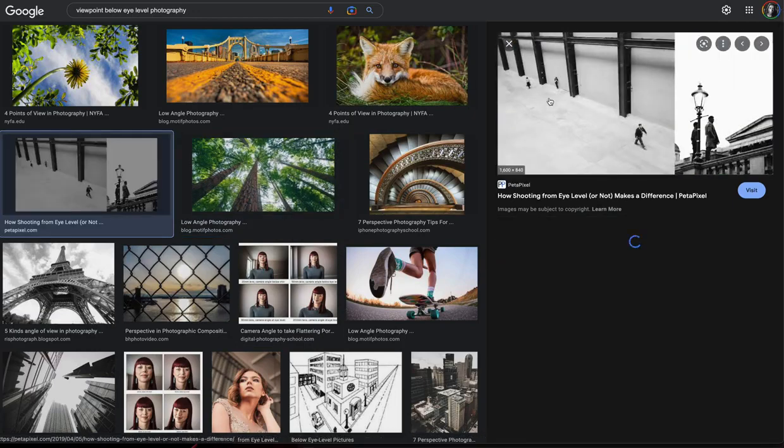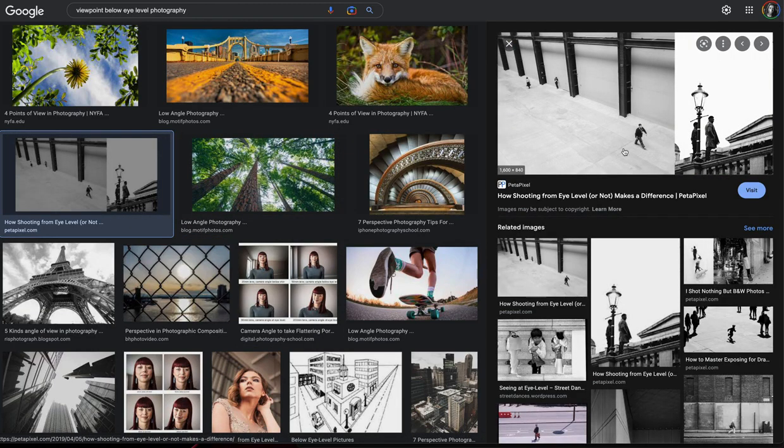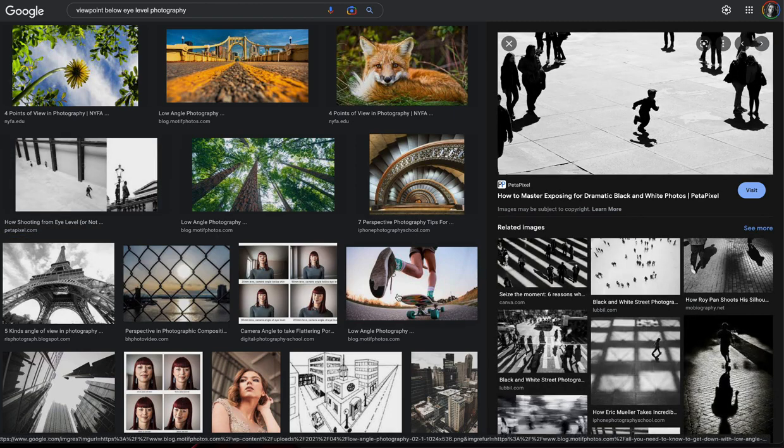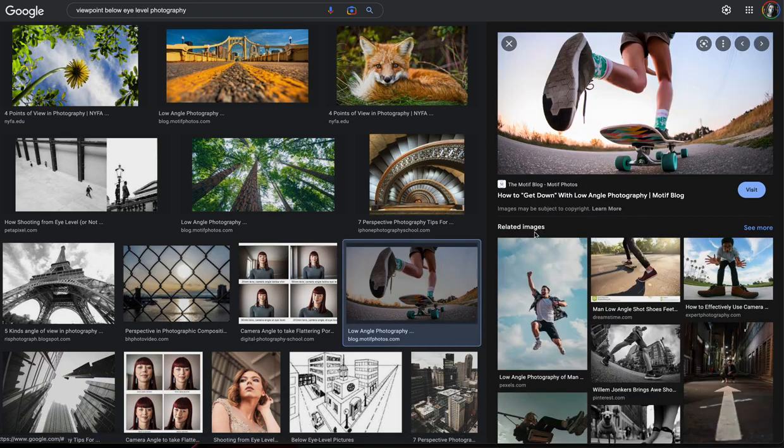Okay, so here we have somebody taken from above down to below, and you can see how dwarfed the people are in this picture, right? As opposed to when you're taken from below, they look really tall. It's also very popular in editorial photography.